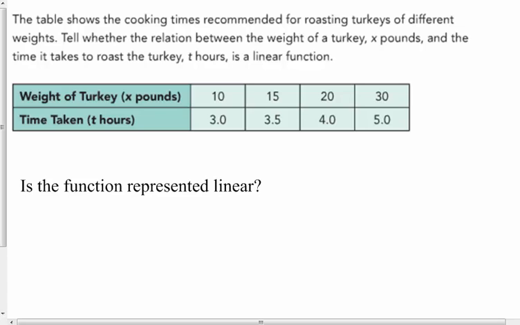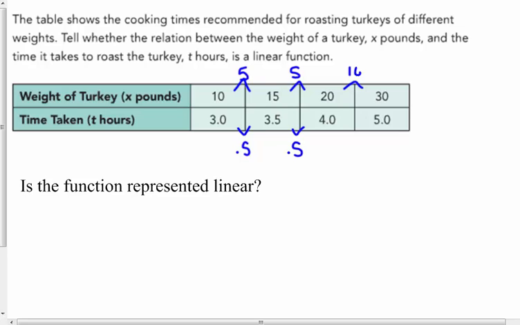The table shows the cooking times recommended for roasting turkeys of different weights. Tell whether the relation between the weight of a turkey, x pounds, and the time it takes to roast the turkey, t hours, is a linear function. Well, yes, I happen to know that this is linear. Going up 5 pounds adds a half hour of time.